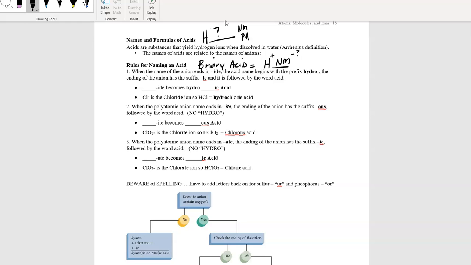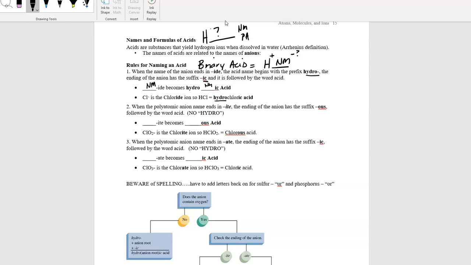The first rule is if we have a binary acid, an H and one nonmetal in back of it, and the name of the anion, remember the anion's the negative charge, ends in IDE, we add a prefix called hydro to name the hydrogen, and then we change that IDE to IC. So whatever the nonmetal's name is, we change the IDE and call it hydro, whoever the nonmetal is, and then IC at the end. We do need a second word, acid, because it is an acid. So if I had chlorine, I would take that IDE off and name it hydrochloric acid.